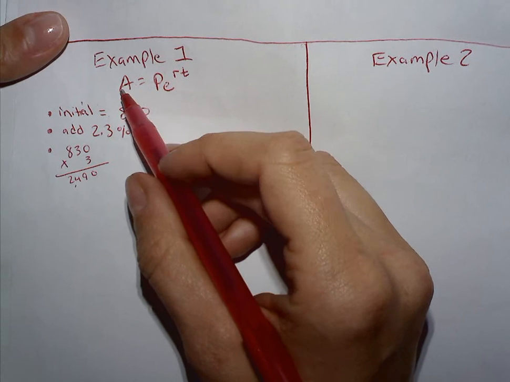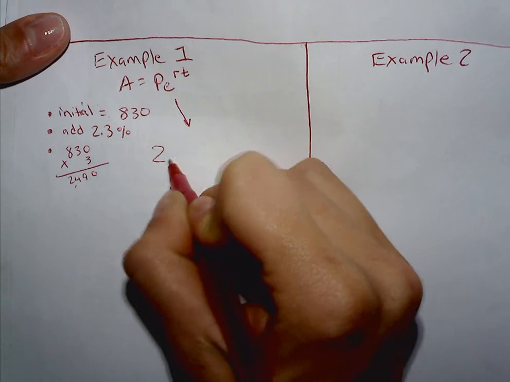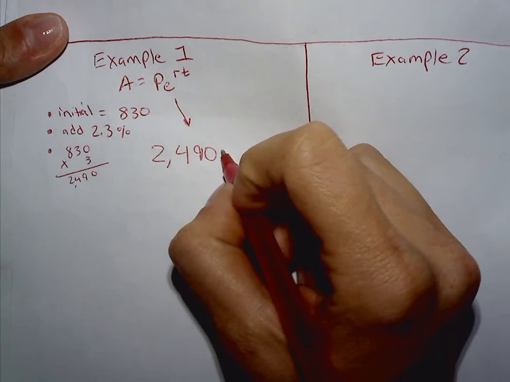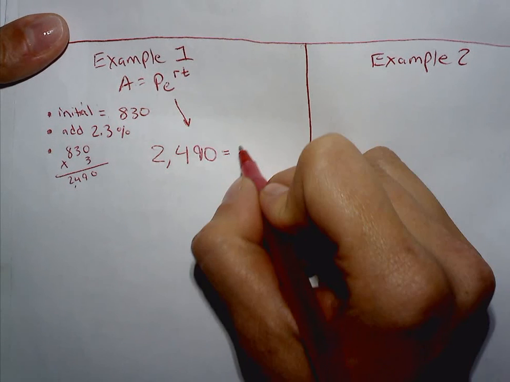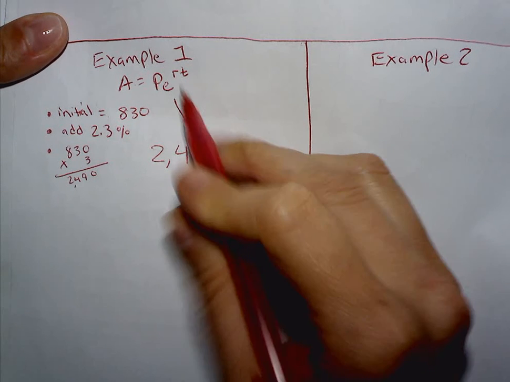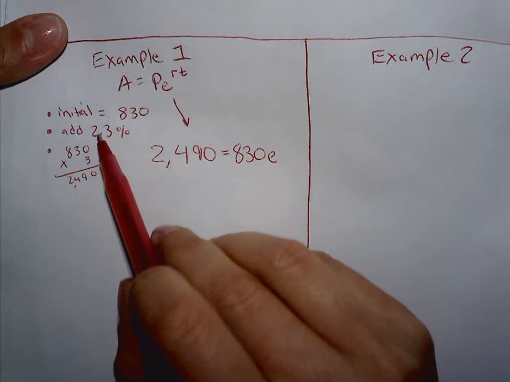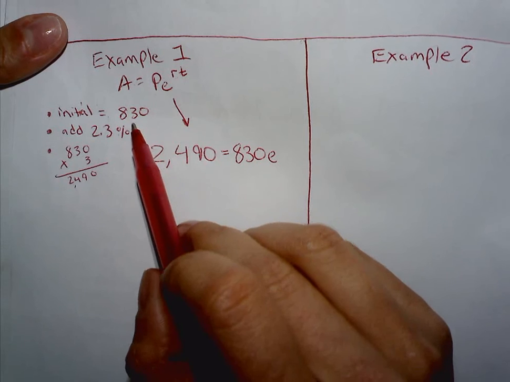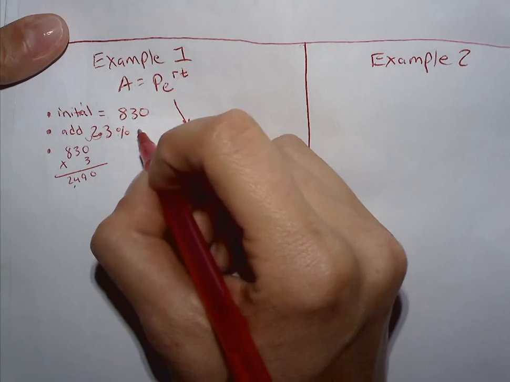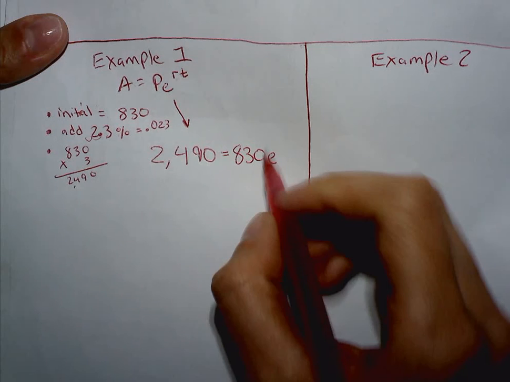So A is going to be 2,490 because I want to triple my account, triple the amount I started with. P is the amount I started with, which was 830. e is the estimation there. r is rate. Now, if r is rate, 2.3%, I want that in a decimal. So I move my decimal place over 1, 2. So this is equal to 0.023 as a decimal.